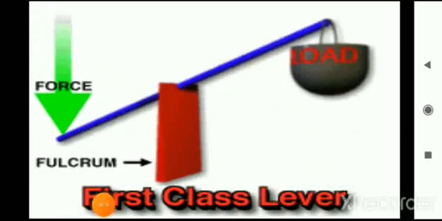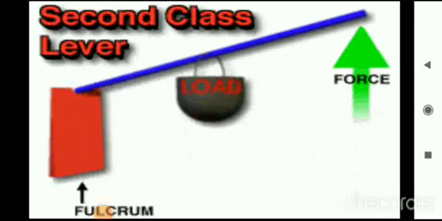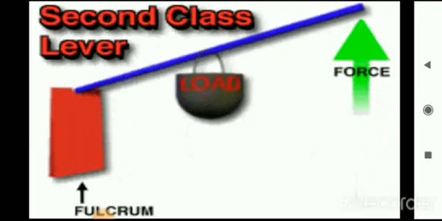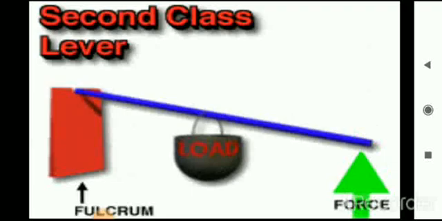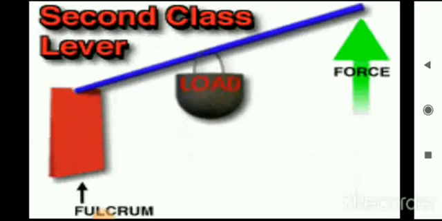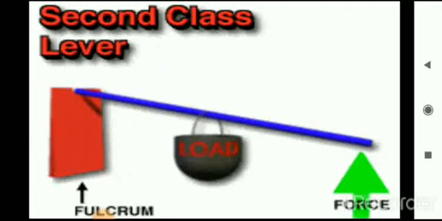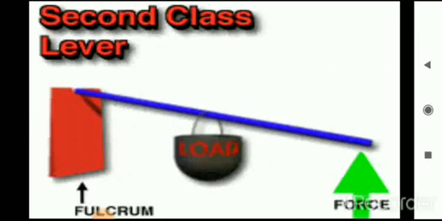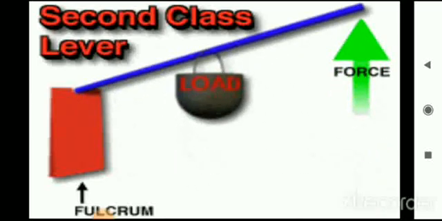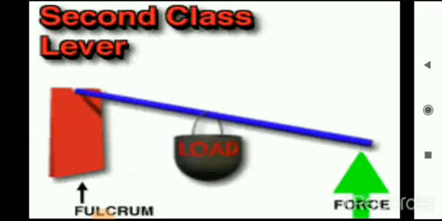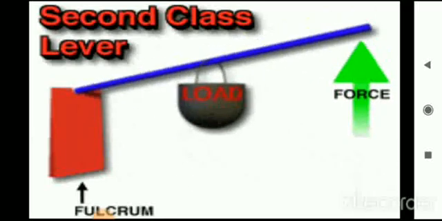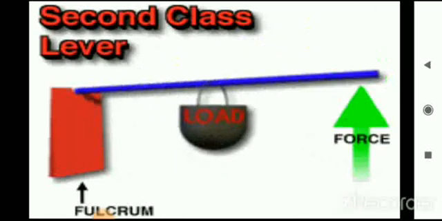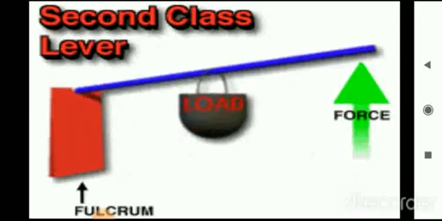And moving towards our second class lever, in this lever you can also see that there are three things: fulcrum, load and force or effort. But the position of these three is changed, right? In the second class lever, load is between the effort and the fulcrum, right? But in the first class lever, what is happening? The fulcrum is in between the load and the effort, but in second class lever load is between the effort and the fulcrum. Clear? Now moving towards our third class lever.